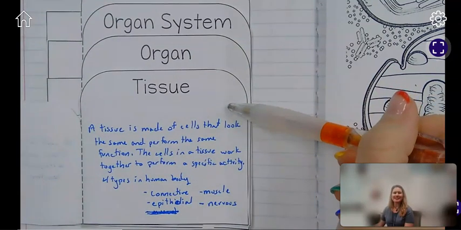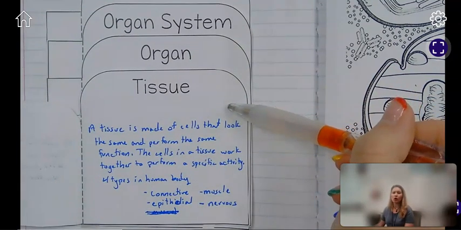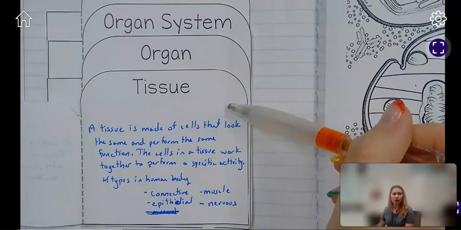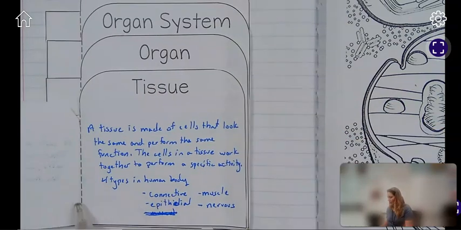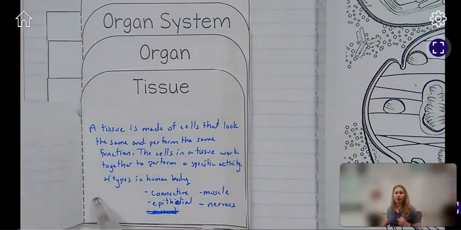A tissue is made of cells that all look the same and cells that all perform the same function, okay? So the cells within a tissue are going to work together to perform some type of specific activity in order to keep you alive or to keep the organism alive, okay?